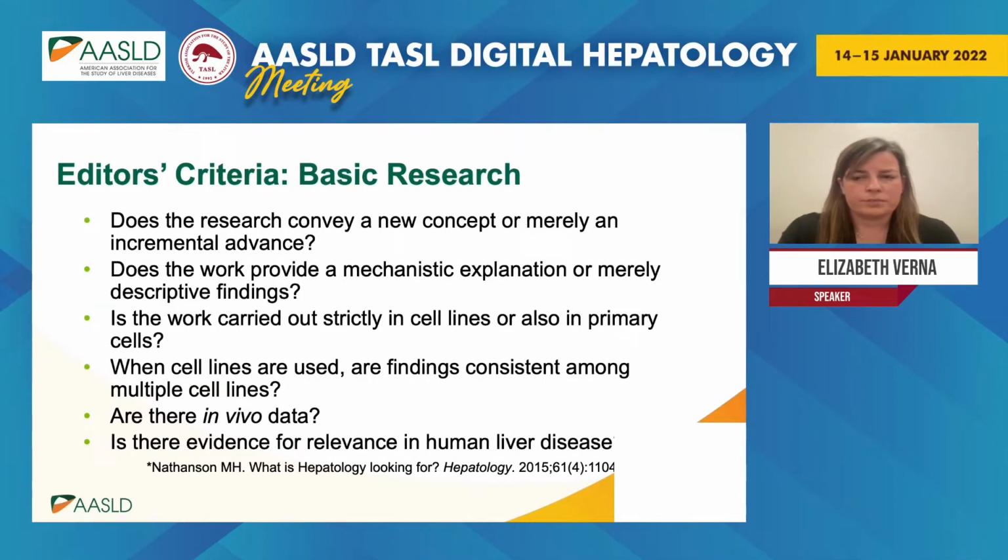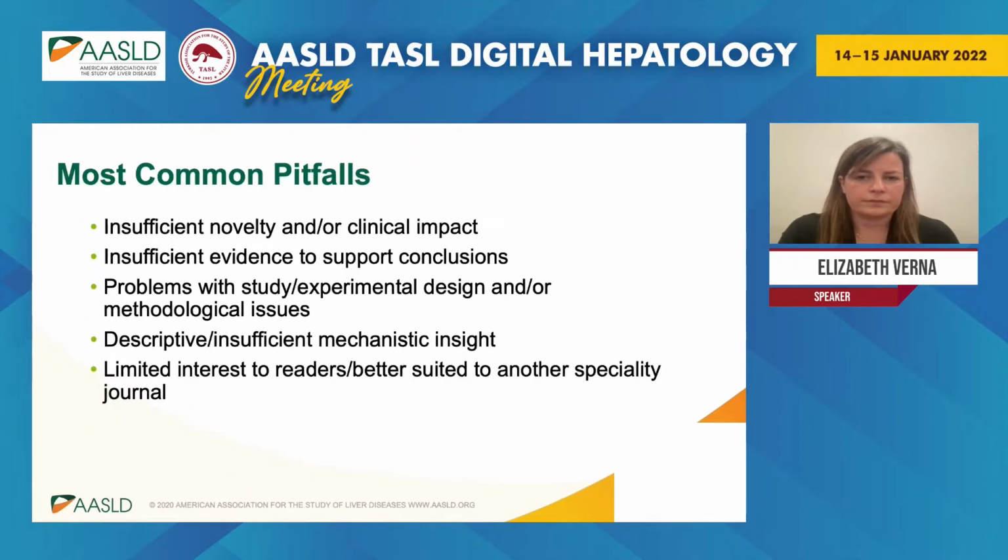And for basic research in particular, again, are the findings novel? Do they provide real mechanistic explanation, or are they really just observations? And are there in vivo data or findings of human relevance? Common pitfalls that are raised in the review and editorial process include insufficient novelty, insufficient evidence to support the conclusions, methodologic issues, and another really common one is limited interest or a lack of priority for the chosen journal.